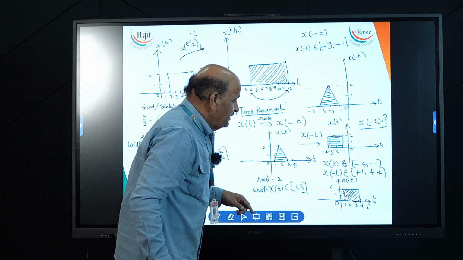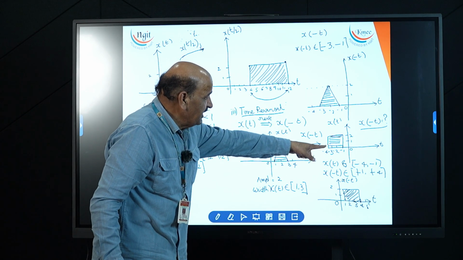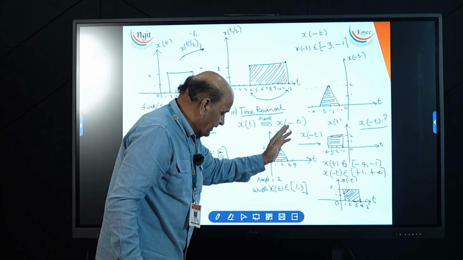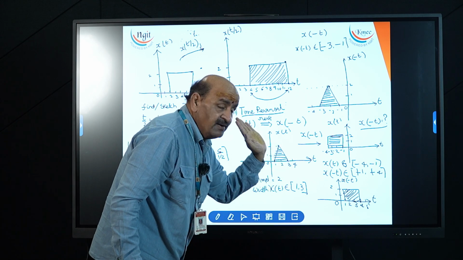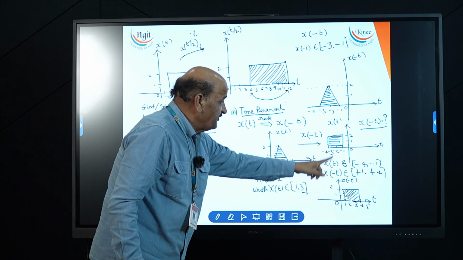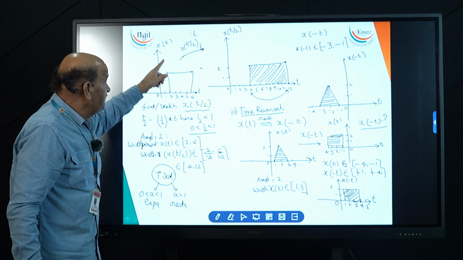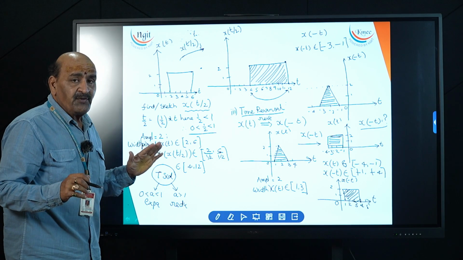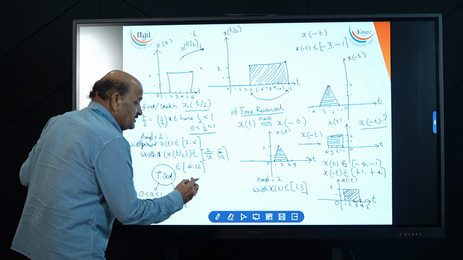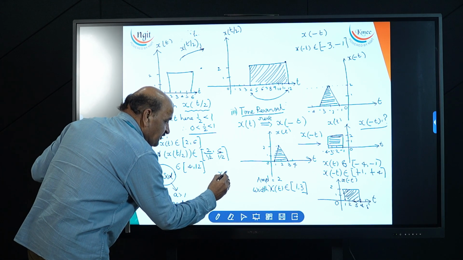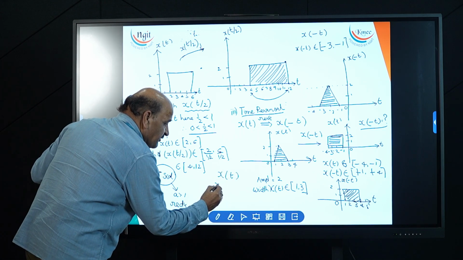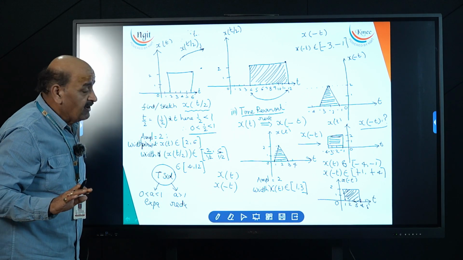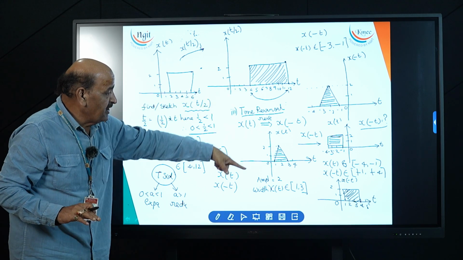Now just look at, in the previous case, the signal was on the negative axis. Because of the time reversal, the signal is now on the right side, that means the positive axis. This is the concept of time reversal. One important point students have to remember: time reversal means, if any signal x of t is given to us, multiplying the time variable t with minus is called time reversal. These two examples are very much important.